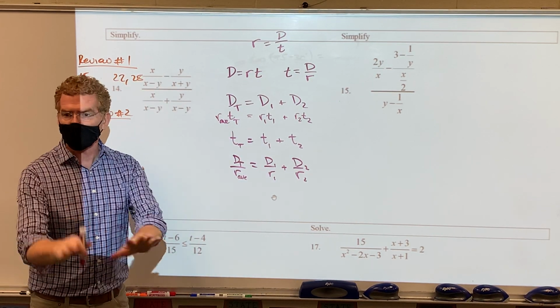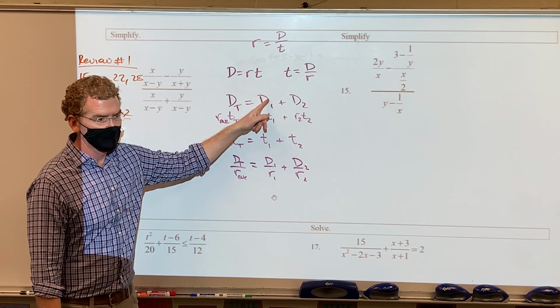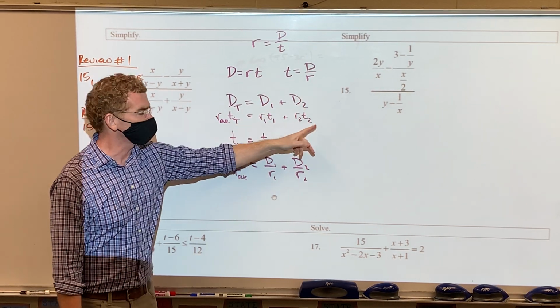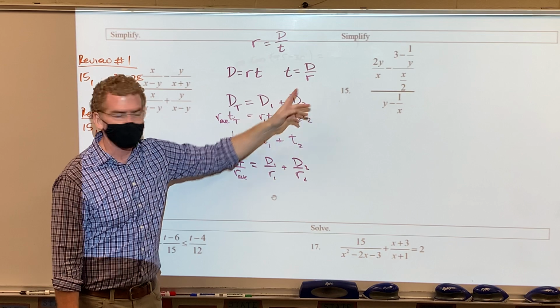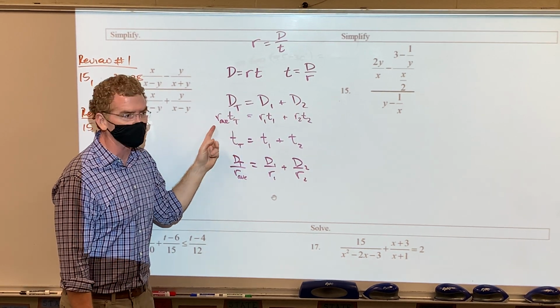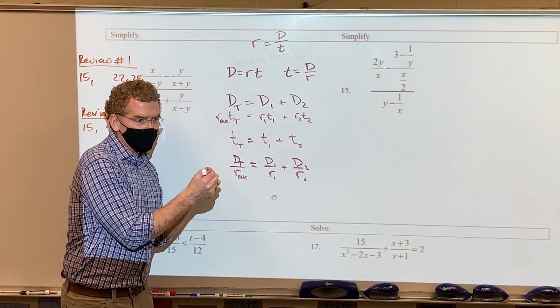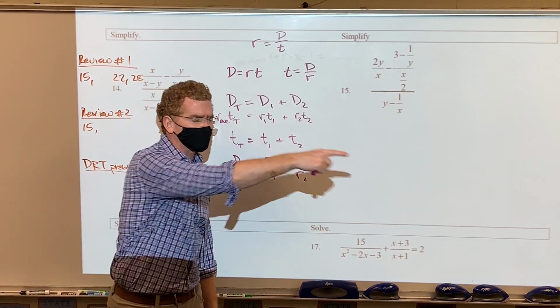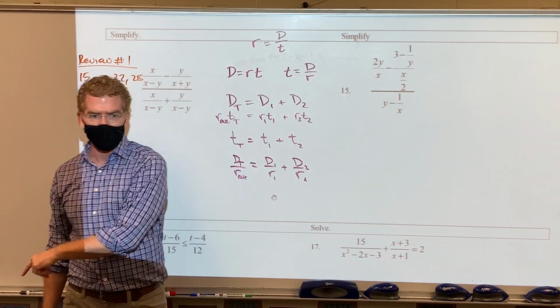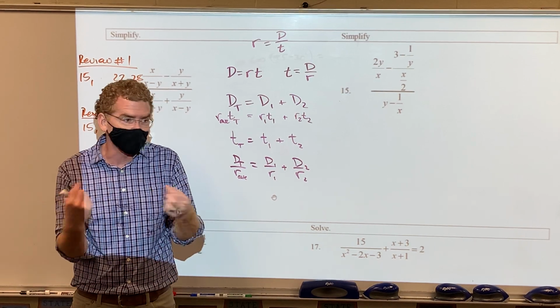Now you guys do know that, like, if I'm talking about D1, then I'm talking about R1, T1 that goes with it. If I'm talking about D2, R2, T2 goes with it. But if I'm talking about total distance, total time, it is not total rate. You don't add the rates. It's something in between them, right? If I drive 50 miles an hour to Auburn and 100 miles an hour back, I didn't drive an average of 150, right? It's somewhere in the middle.